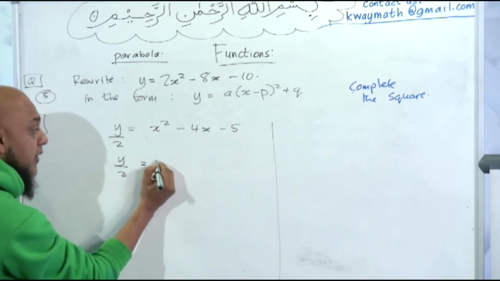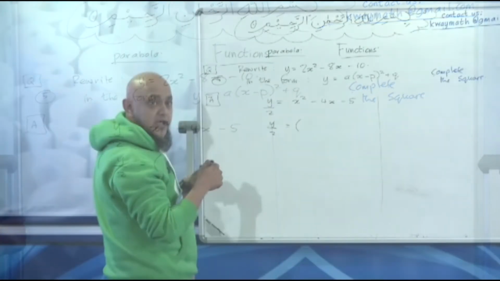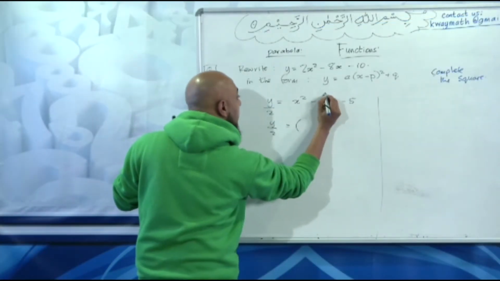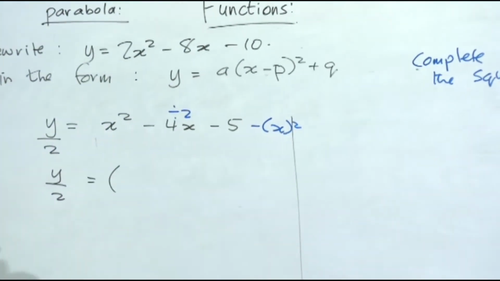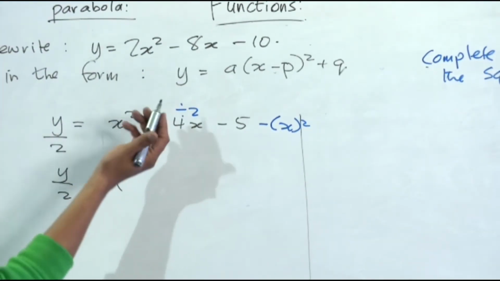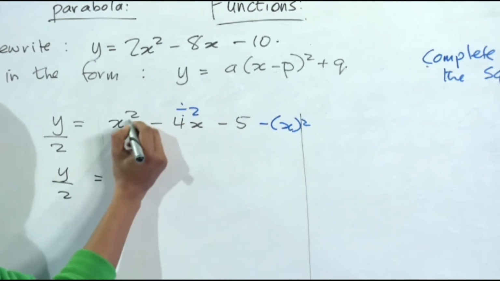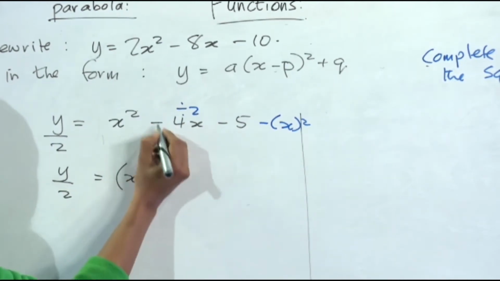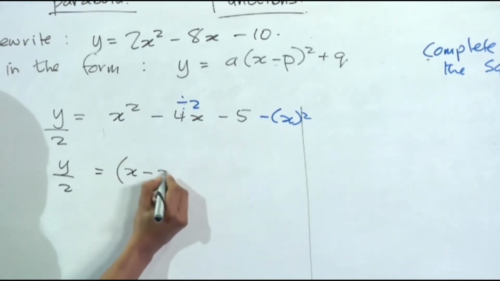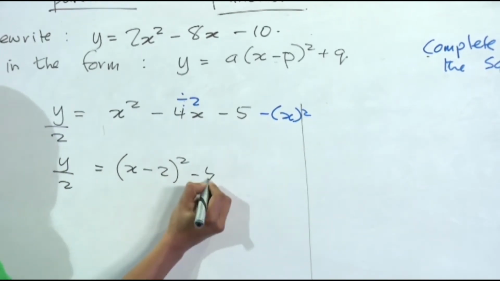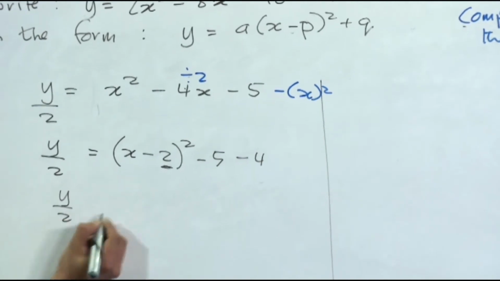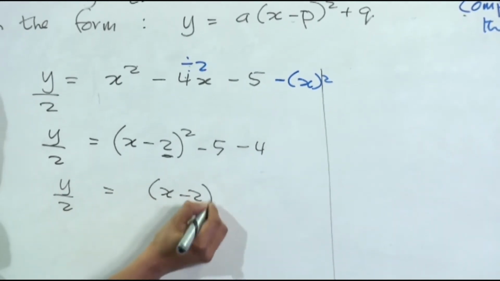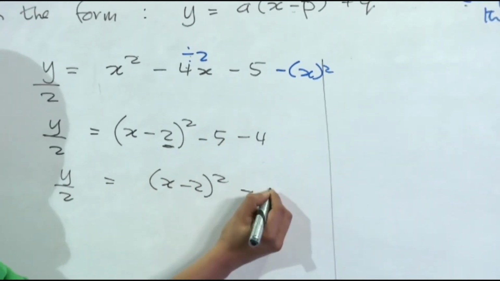Now complete the square. Remember, that was our formula, our method, our process. So x squared, x, minus 4 divided by 2, 2 squared, minus 5 minus 2 squared, 4. y over 2 is equal to (x minus 2) squared, minus 5 minus 4, minus 9.